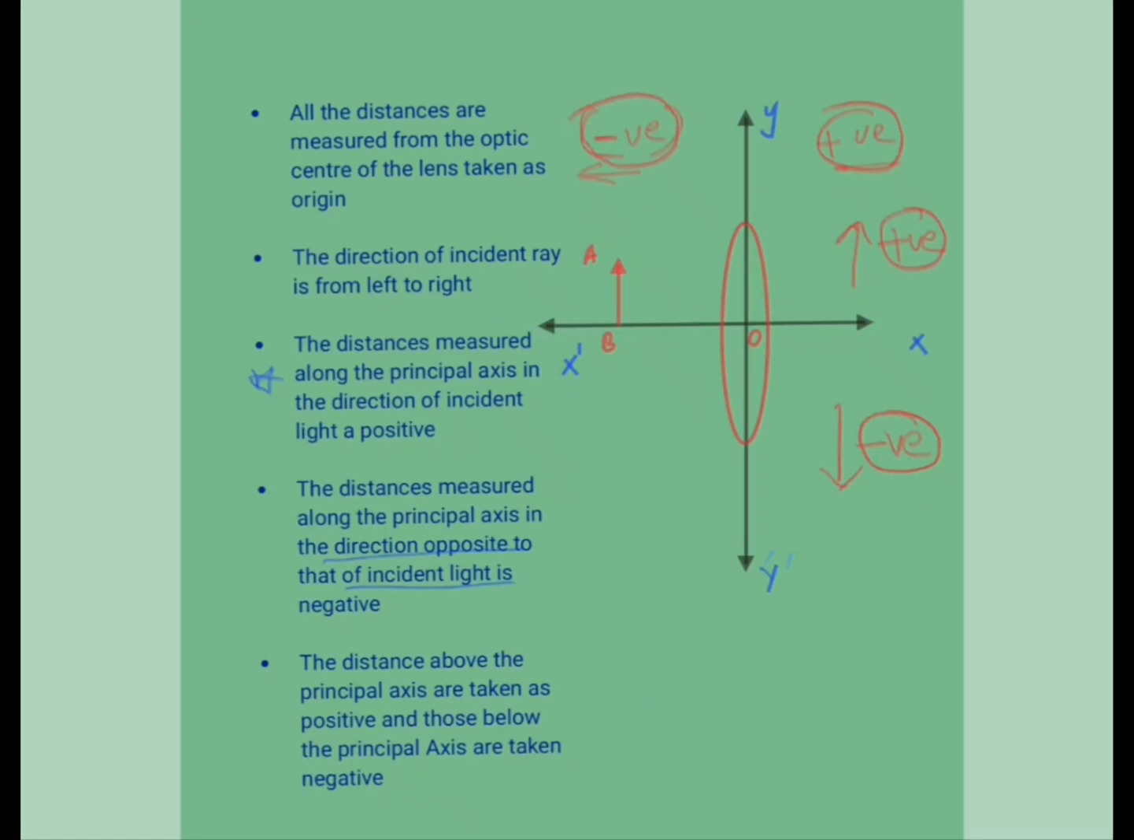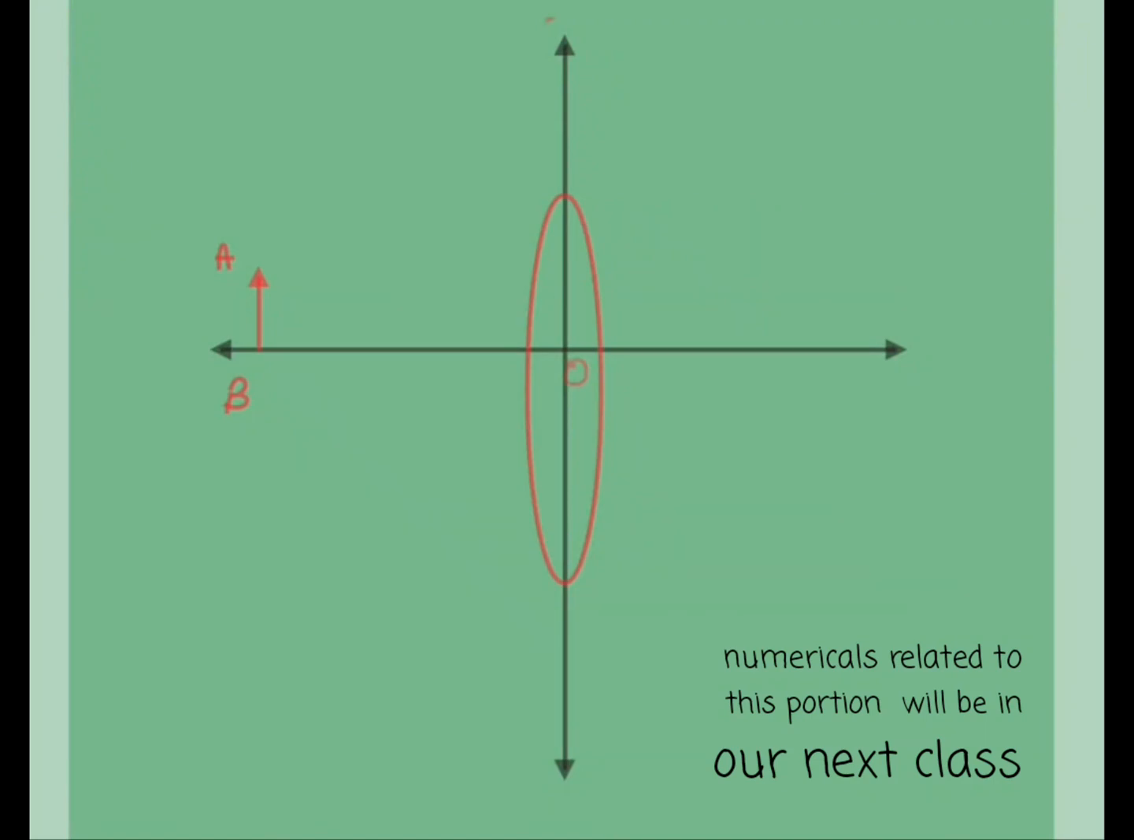Okay, now let's see the case of an object which is placed on the left of the lens here. So let's consider this diagram. Here you have an object which is named AB, and a convex lens with optic center O, and it is placed on the y-axis, and the x-axis is actually the principal axis.